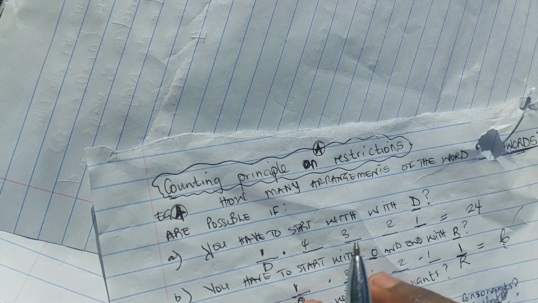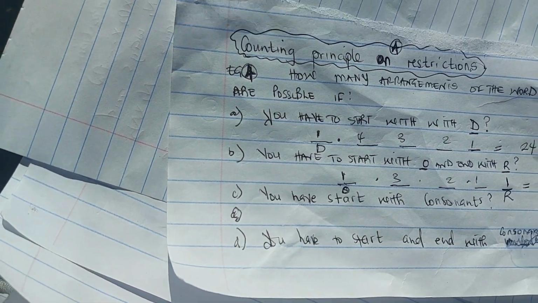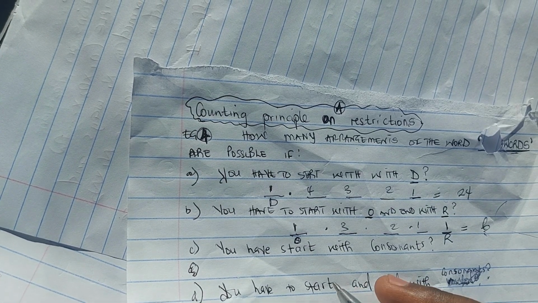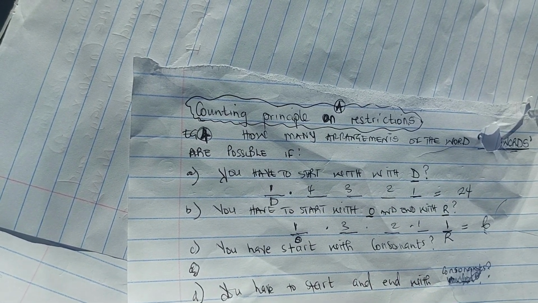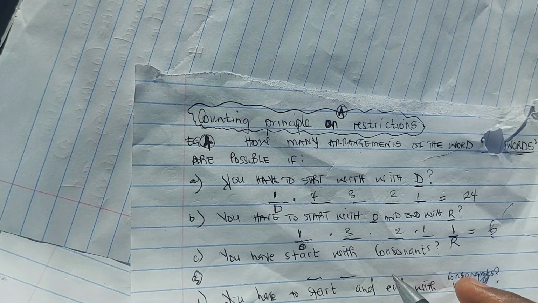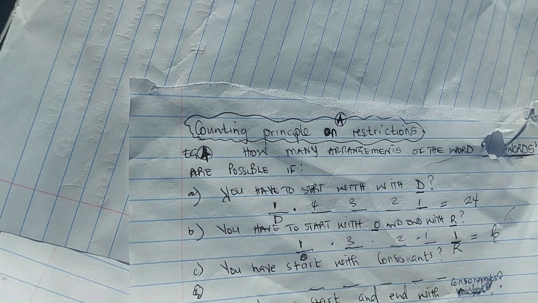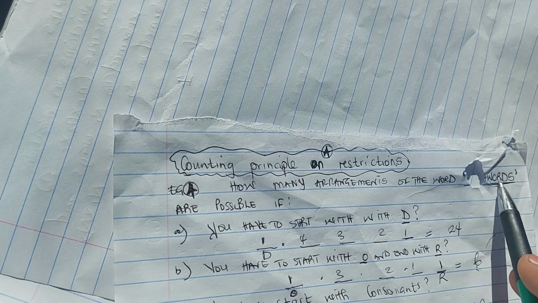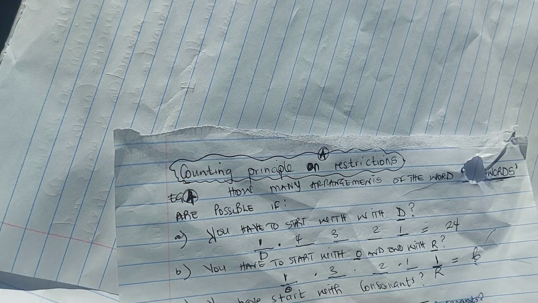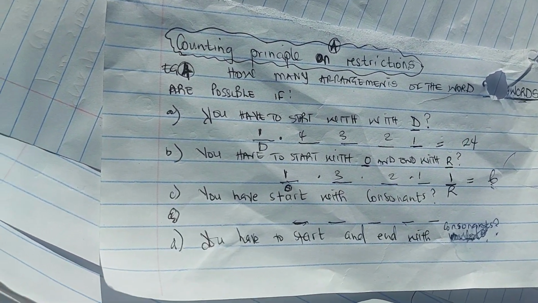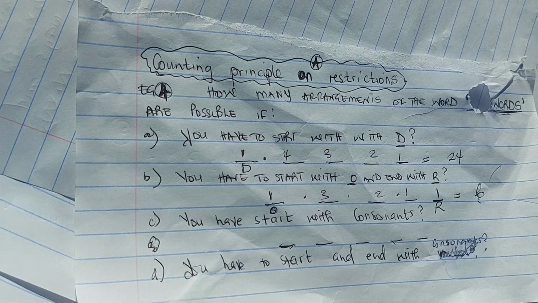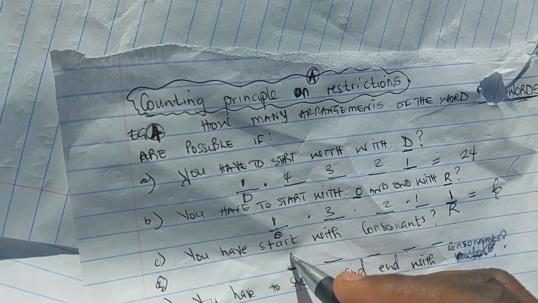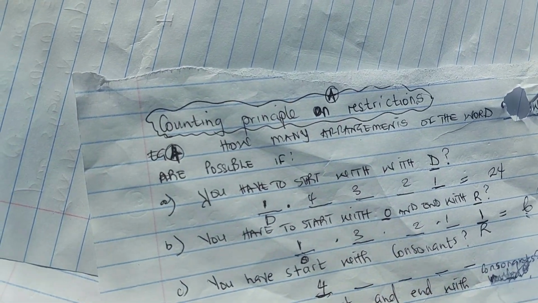Right, now you have to start with a consonant. Let's say you want to start with a consonant from the word. We've got 1, 2, 3, 4, 5 letters. How many consonants are there in that word? We've got 1, 2, 3, 4. Please bear in mind that this question is referring to the word WORDS, not to consonants in general. We're talking about that word. There are 4 consonants, right?